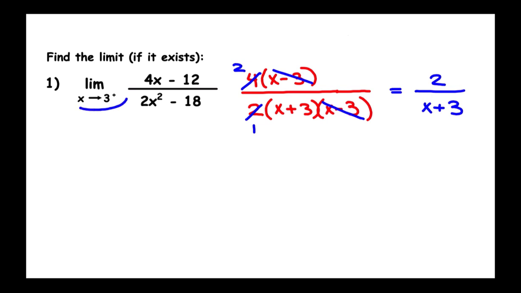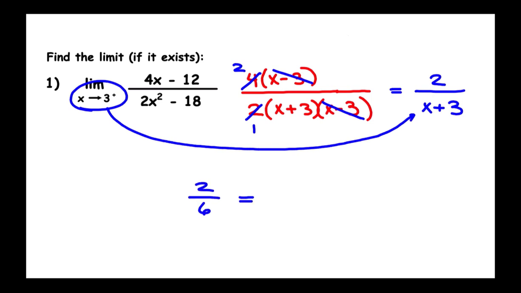Now I can plug the 3 directly in. I don't even need the plus sign on it. It's going to be 2 over 6 either way. And of course we know that 2/6 simplifies to 1/3. So the moral of the story here on number 1 is just because you see a superscript, a little plus or a minus, you don't have to use it. If you can get away without needing it, you want to try that. Although that's not always going to be the case, as we will soon see.